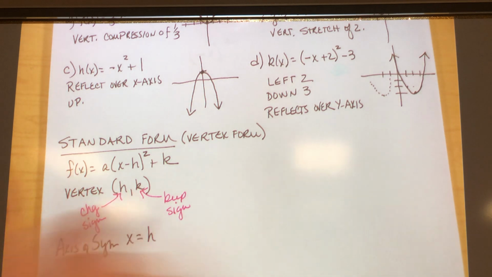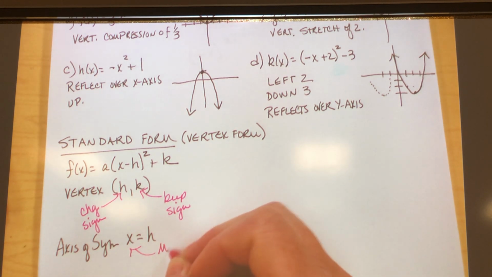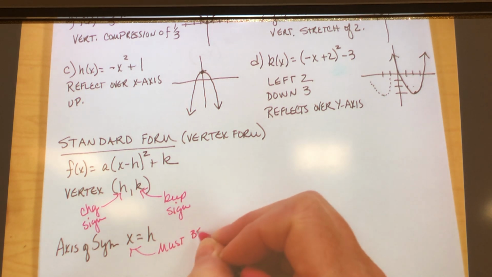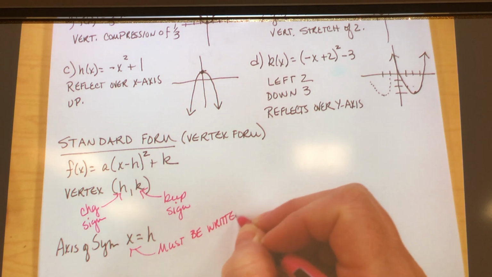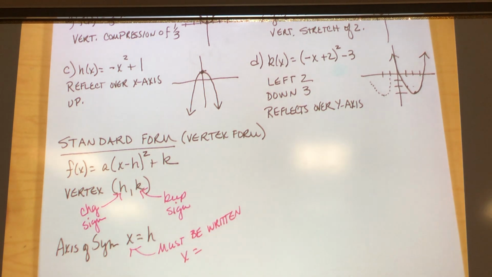See? Right there. All right? It must be written X is equal to. If you just write the number down, I'll mark it wrong. I won't give you any credit for it. Okay? It is not a number. It is a line.